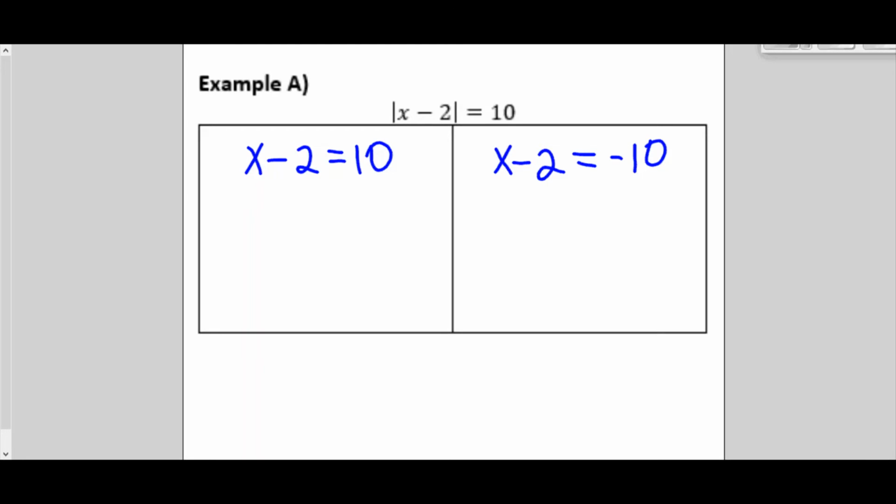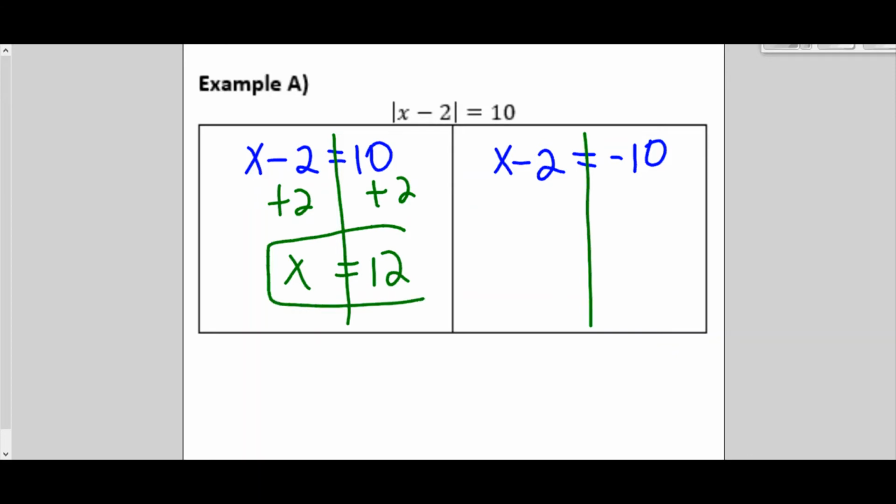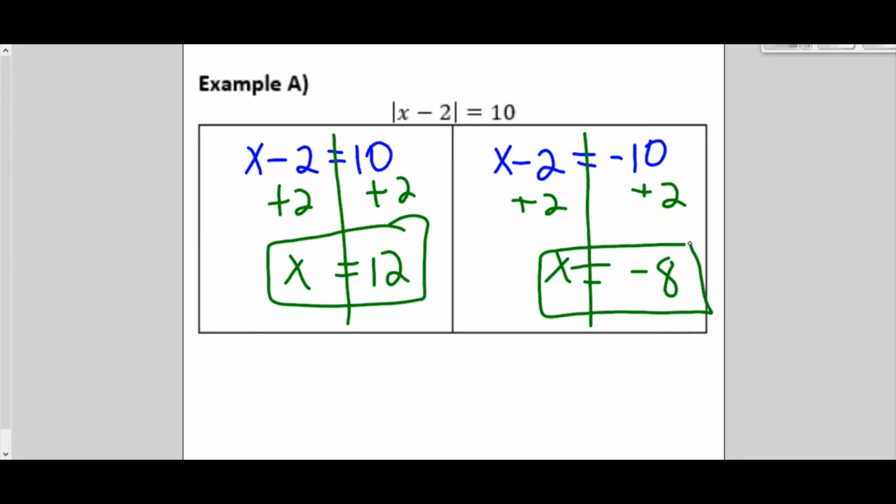So then notice these are just two linear equations now. I have x minus 2 equals 10, and I have x minus 2 equals negative 10. And you know how to solve linear equations. Remember, you're going to draw the line for both problems. To solve the first one, to get rid of the subtraction by 2, I'm going to add 2. So this gets me x equals 12. For the second one, I'm going to do the same thing. I'm going to add 2. It's the same problem. This time I'm just adding 2 to both sides. And now I have negative 10 plus 2. So negative 10 plus 2 is negative 8. So my two solutions are x equals 12 and x equals negative 8.